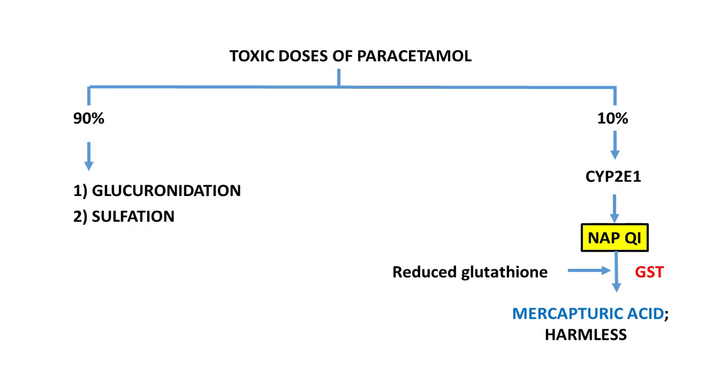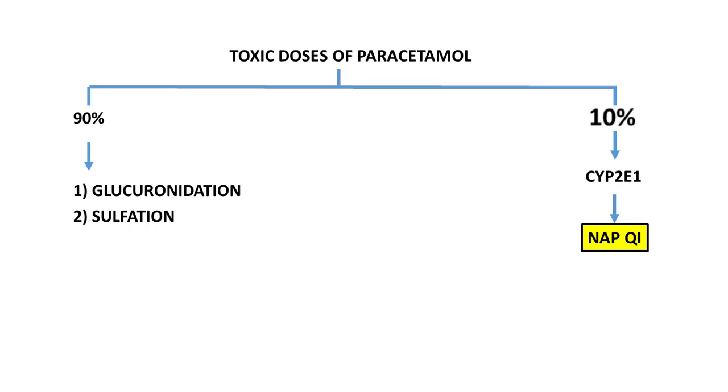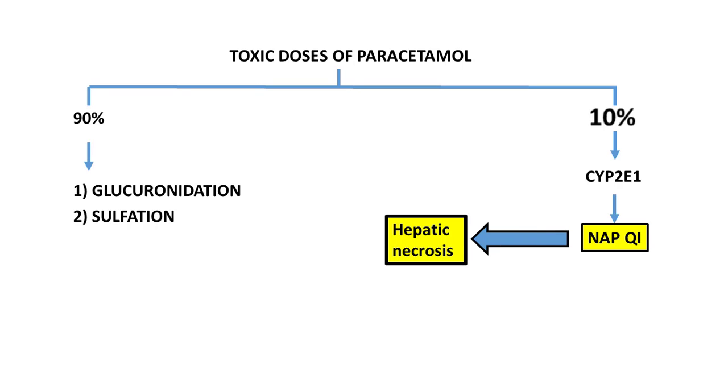However, when toxic doses of paracetamol are ingested, this 10% becomes significant. The reduced glutathione may get depleted, in which case NAPQI fails to get conjugated to mercapturic acid. NAPQI accumulates, attacks the liver, and causes hepatic necrosis.